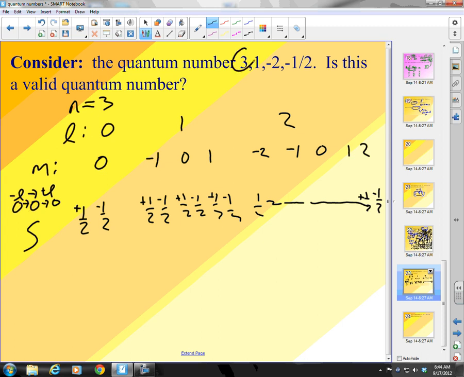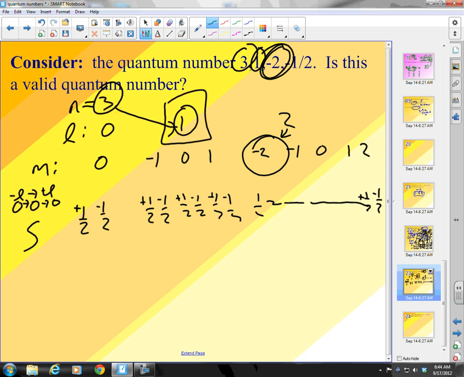Okay, so let's go. 3. Do we have 3? Yes. Do we have a 1? Yes. 3, 1. Good. Under my 1, do I have a negative 2? Well, I have a negative 2 over here, but where is it? It's under my 2. Do I have a negative 2 under my L equals 1? The answer is no.